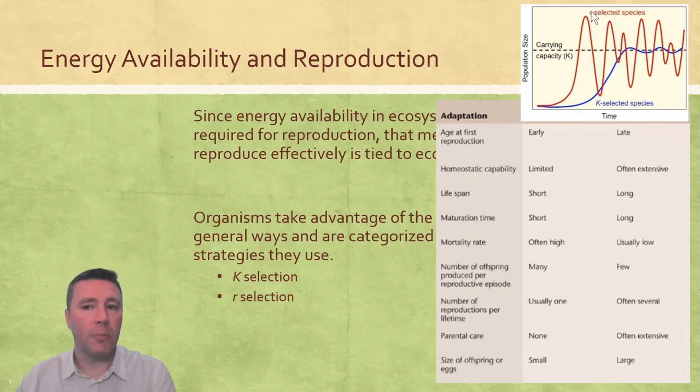Now, why do we call these K-selected and R-selected? An R-selected species will grow at its intrinsic growth rate. Think of the growth equation where r is in the exponent. They will grow at their intrinsic growth rate when food is available. A K-selected species, on the other hand, has a population that fluctuates around the value of carrying capacity, K.